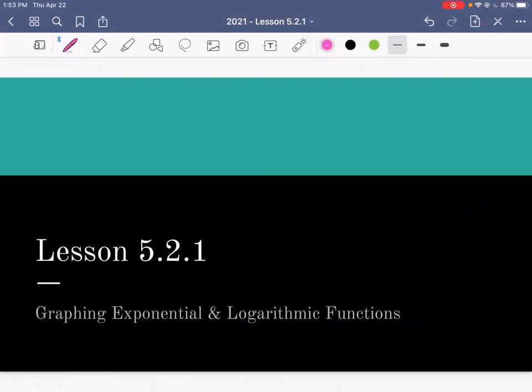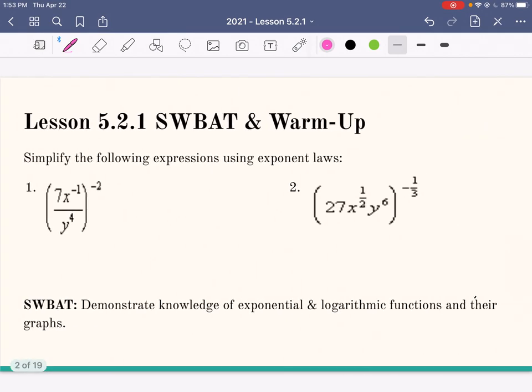Hi guys, so today we're going to do lesson 5.2.1. We are going to review how to graph exponential and logarithmic functions.